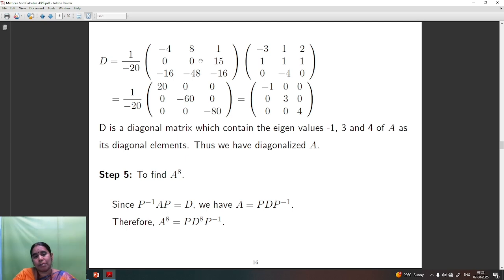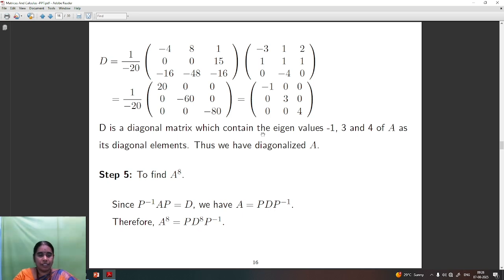Then, we have to multiply this matrix with the third one. So, we get the matrix as this thing. On dividing by 20, we just get a matrix as this thing: minus 1, 0, 0, 0, 3, 0, 0, 0, 4, where minus 1, 3 and 4 are nothing but the eigenvalues of the given matrix A. Thus, D is the diagonal matrix which contains the eigenvalues. Thus, our matrix A can be diagonalized.